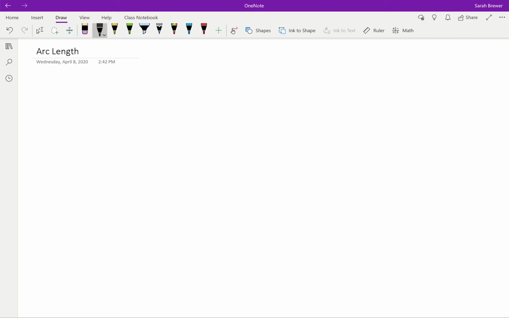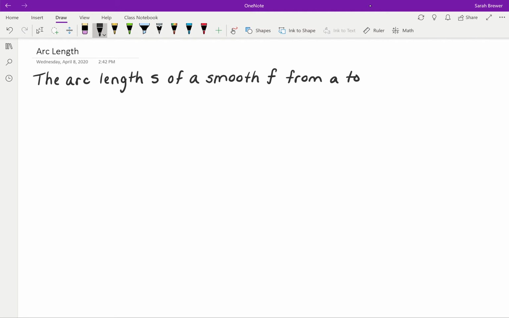Okay, so my goal in this video is to show us how to find the arc length S. So usually we use S for arc length of a smooth curve, so differentiable in this case. So a smooth curve f from a to b. Okay, so what do we mean by that?